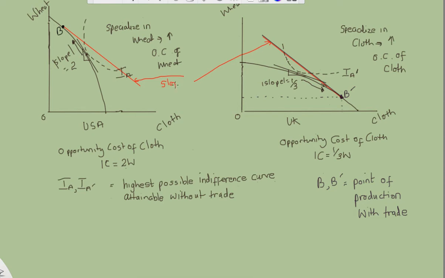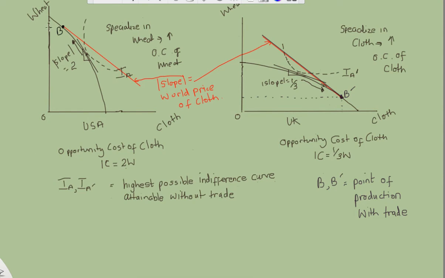The absolute slope is the world price of cloth, and so the countries are free to move out along the trade line in the same way that they did in the constant cost case.